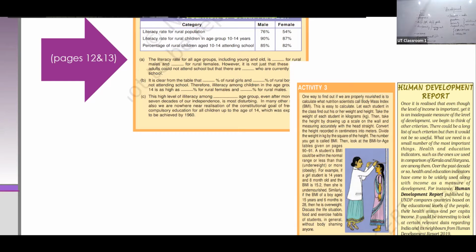You can read it here. You can all go home and work it out. So, one way to find out if we are properly nourished. Page 12 and 13. Got it? Activity 3. Textbook pages 12 and 13. What page number?